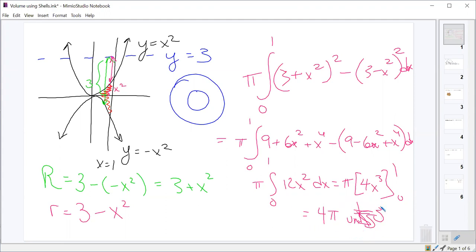Handwriting is good. 4 pi units cubed. That's what that says. Any questions on it?